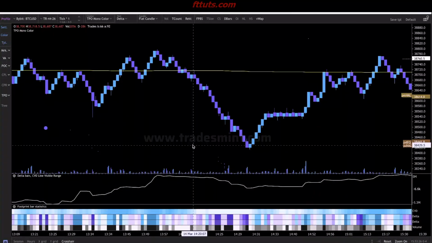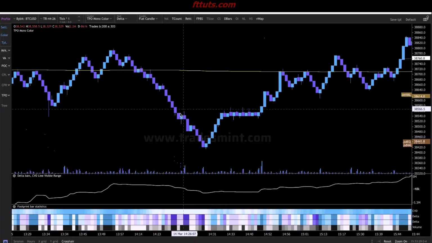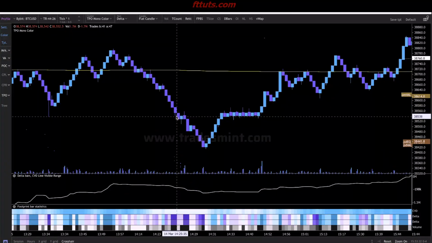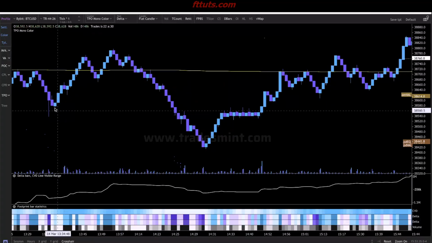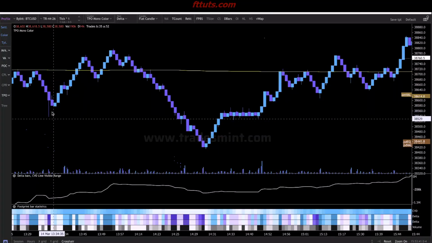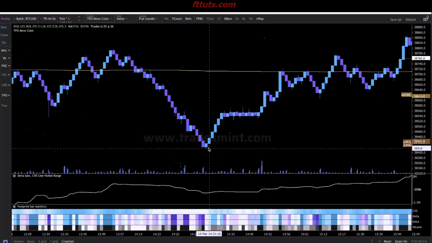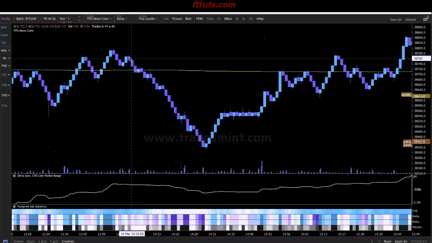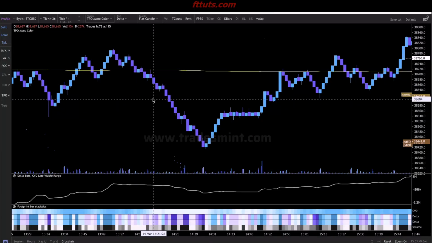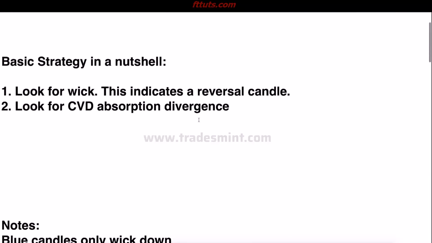If you see, for example, a purple candle wicking to the downside, like this one right here, this is a glitch candle. Do not consider that to be an actual reversal candle. This one right here, this is a glitch. Do not consider this to be a reversal candle. We should only be looking for blue candles to wick to the downside, signifying a reversal, and purple candles to wick to the upside, signifying a reversal. Anything else is a glitch on the browser version.